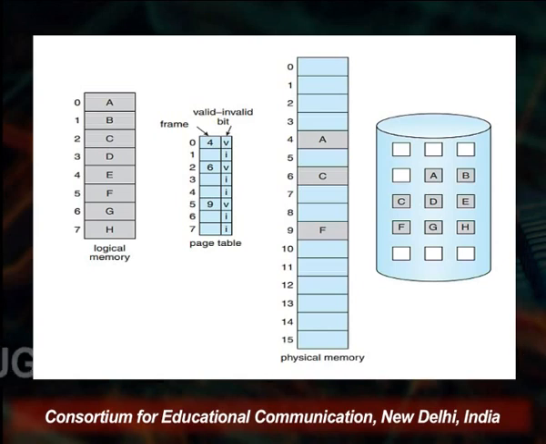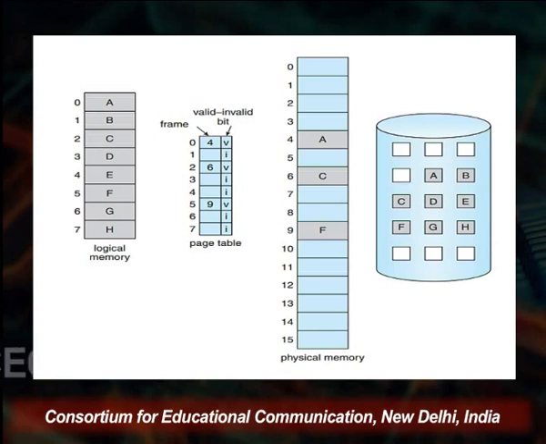Now, what is happening here inside the slots 0, 1, 2, 3, 4 till 7, there are pages A, B, C, D, and these pages are stored in some frames inside the physical memory. So, for example, in number 4 in the physical memory A is stored, then we have in number 6 C is stored, and in number 9 here F is stored.